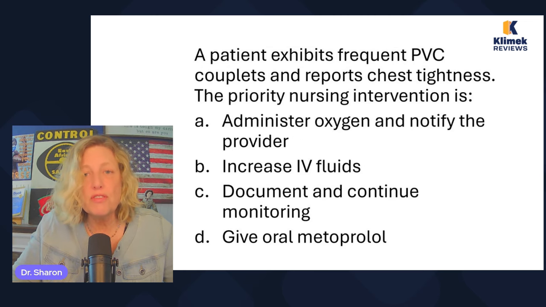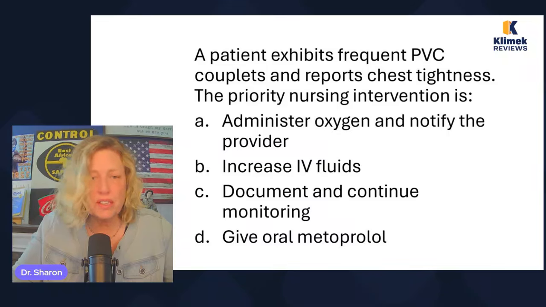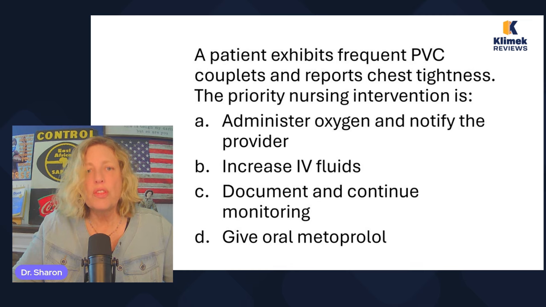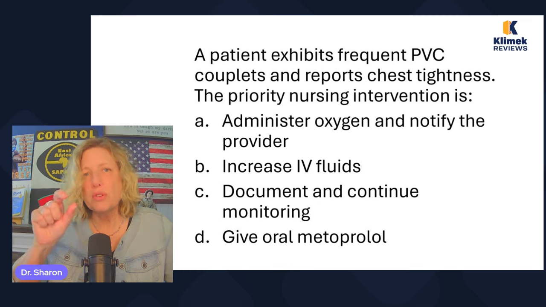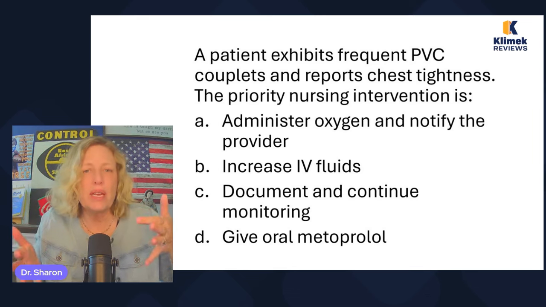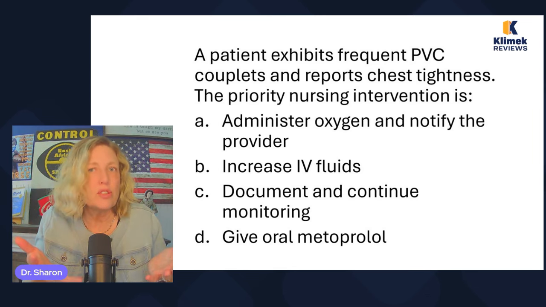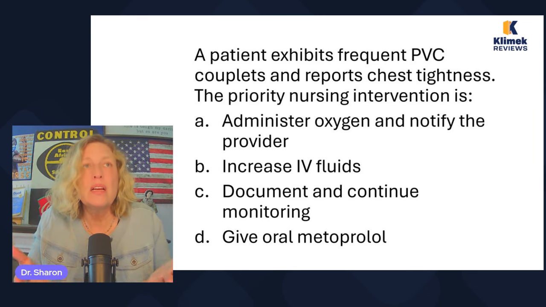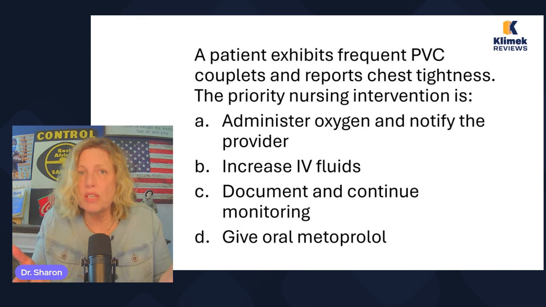A patient exhibits frequent PVC couplets, that means 2 in a row, and reports chest tightness. Priority nursing intervention is: administer oxygen and notify the provider, increase IV fluids, document and continue monitoring, or give oral metoprolol. So they're having frequent couplets, which doesn't tell me exactly how many in a minute, but if they're frequent, probably 6 or more a minute. I'm going to make that clinical judgment, because I'm expected to look at a scenario and make a clinical judgment.